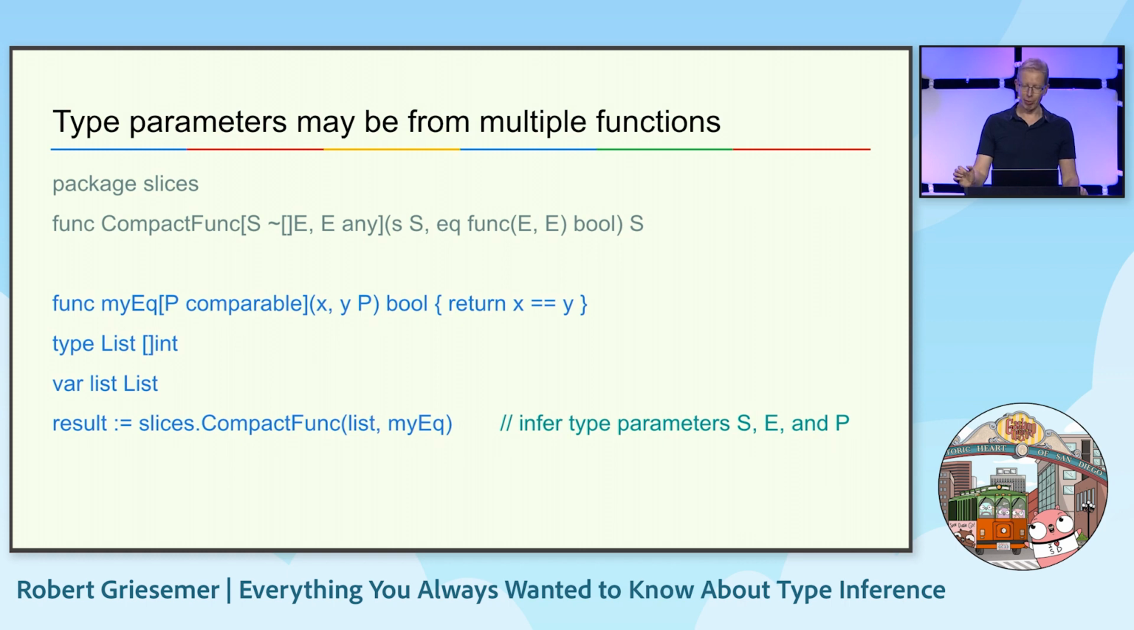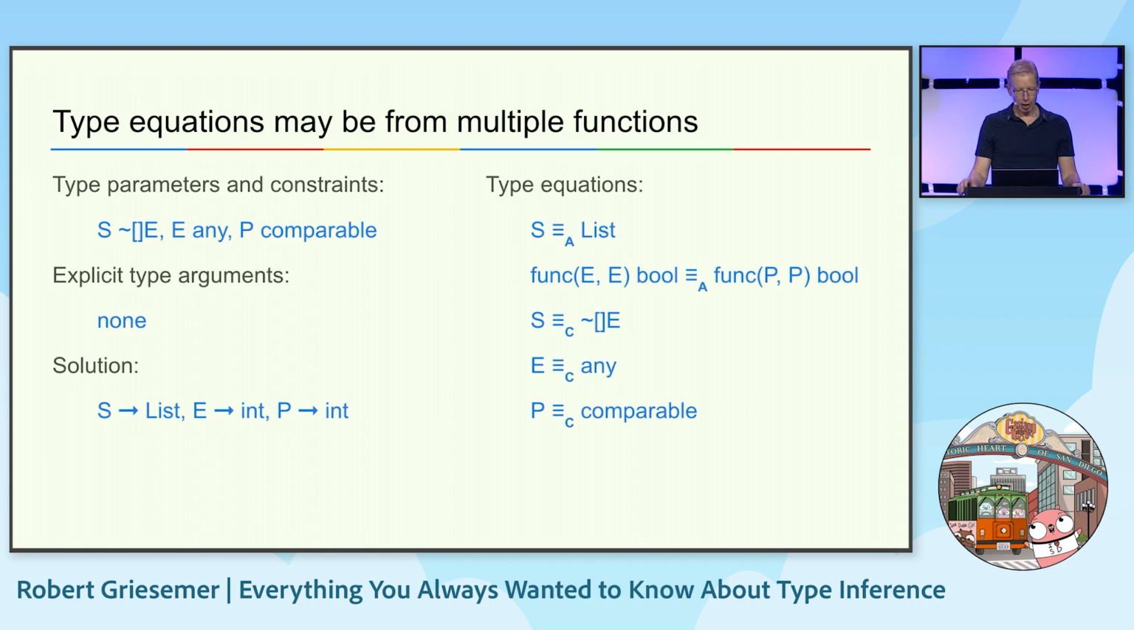Now type parameters can come from multiple functions, as in this example here, where the compact func call requires the inference of both s and e from compact func, but then also the type parameter p from my equal. And so with multiple functions involved, type equations may also involve more than one function. In this compact func example, we end up with 3 type parameters and 5 type equations.